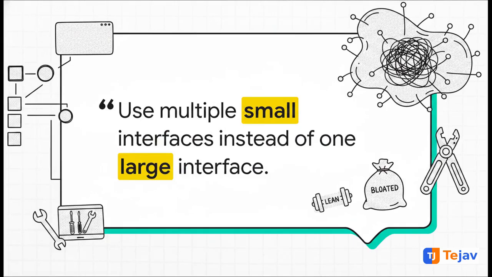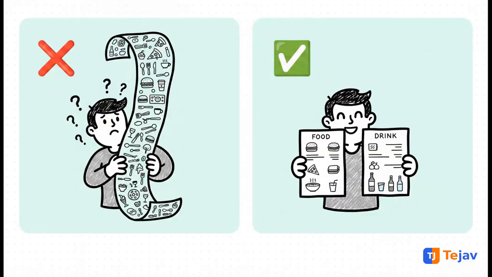So if you want a simple way to remember it, think of this mantra. Many, small, specific interfaces are way better than one giant, general-purpose one. The whole goal here is to be lean and specialized, not one size fits all. Let's make this crystal clear with a real-world example.